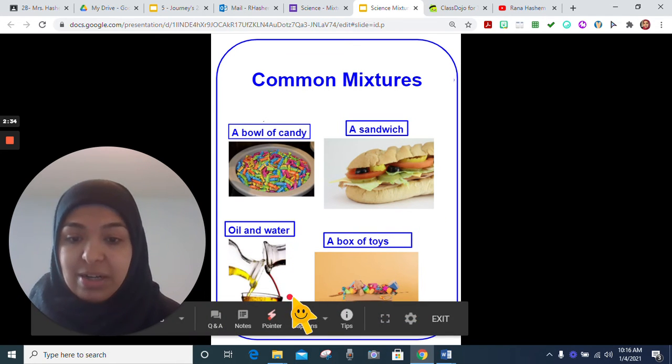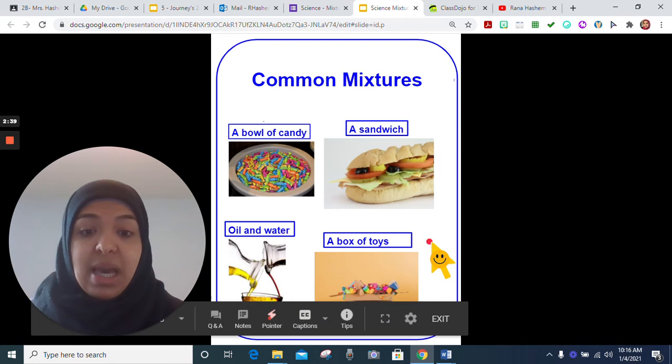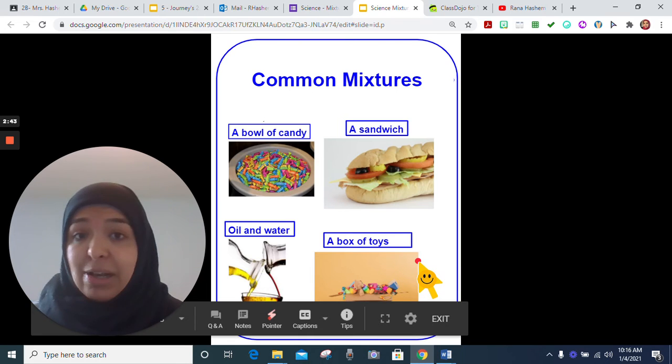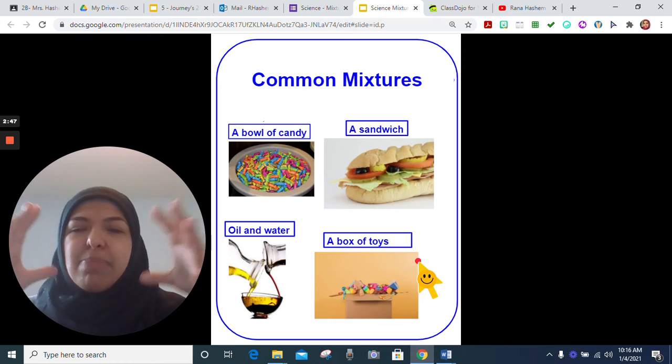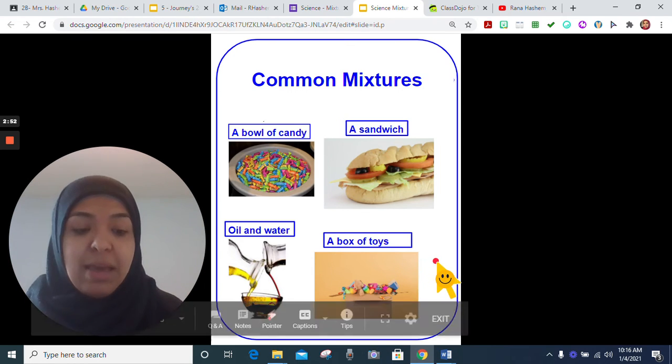The oil and water, you can separate it. There will be oil on the top and water on the bottom. A box of toys, you can separate all these toys, or a box of Legos. All of these things that you can actually see. One big pile of things, and you can actually separate them. We call it a mixture.